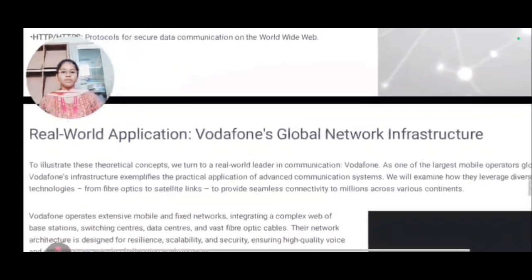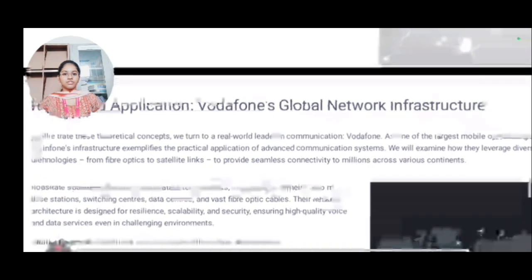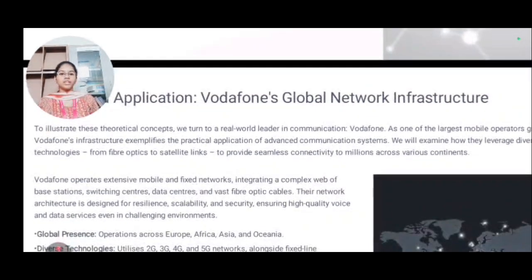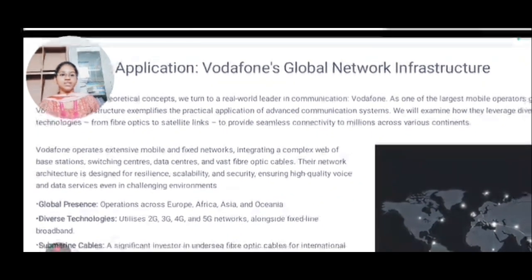The next topic is real world applications, where Vodafone's global network infrastructure comes in. To illustrate these theoretical concepts, we turn to a real world leader in communications. Vodafone, as one of the largest mobile operators, exemplifies the practical application of advanced communication systems. We will examine how they leverage technologies from fiber optics to satellite links.